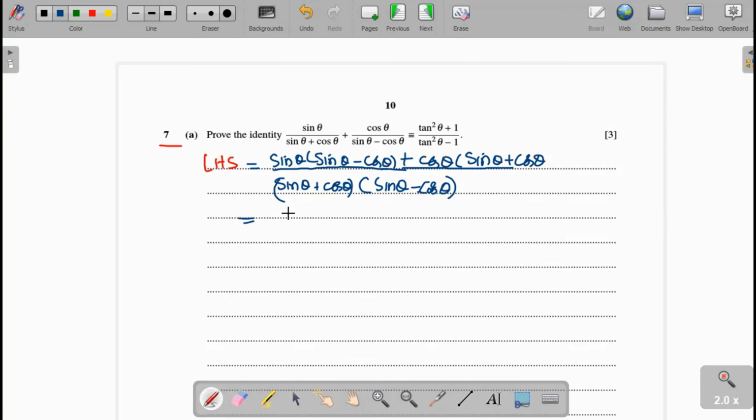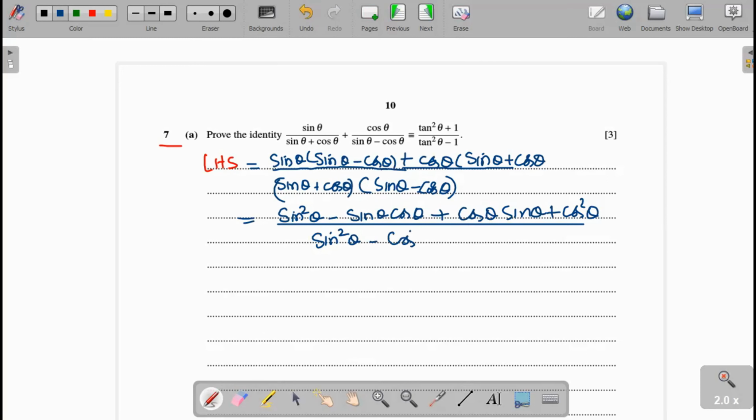Now sin theta multiplies with sin minus cos, and we get sin squared theta minus sin theta cos theta, and next is minus cos theta into sin theta plus cos squared theta, over (sin theta plus cos theta) into (sin theta minus cos theta). The denominator we can write as sin squared theta minus cos squared theta. We use the identity (a plus b) into (a minus b) equal to a squared minus b squared. Now you see that the sin theta cos theta terms will cancel.